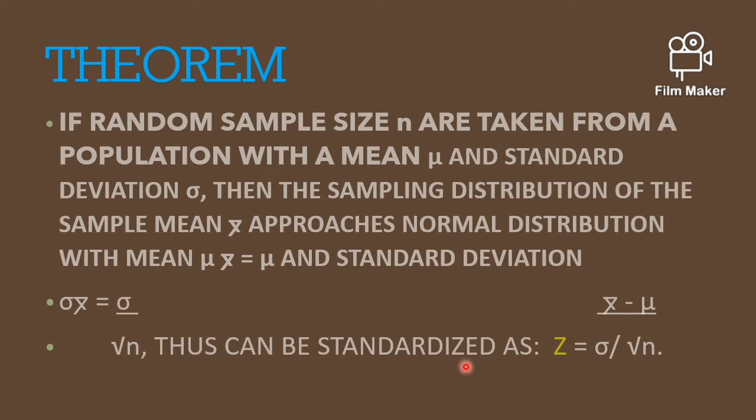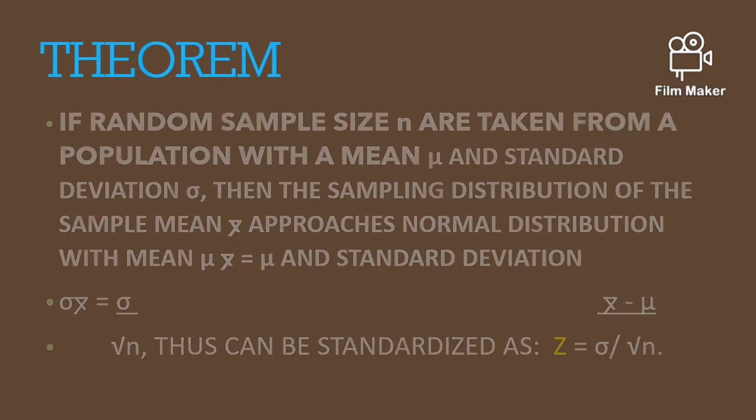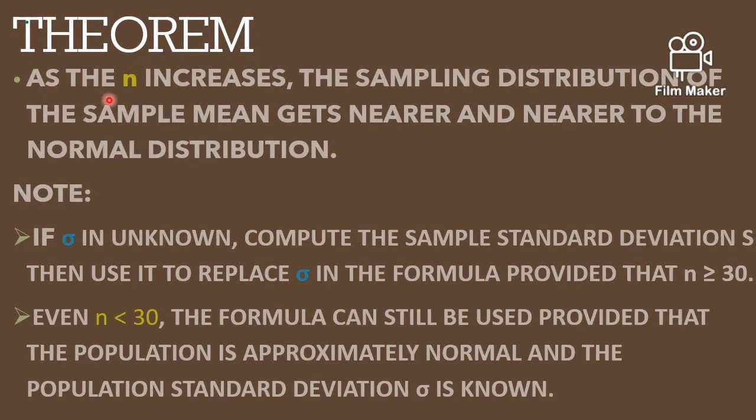Thus it can be standardized as z is equal to x bar, the average mean, minus the mean or the expected value, divided by the standard deviation divided by square root of n. So this is what you call the central limit theorem. As n increases, the sampling distribution of the sample mean gets nearer and nearer to the normal distribution.